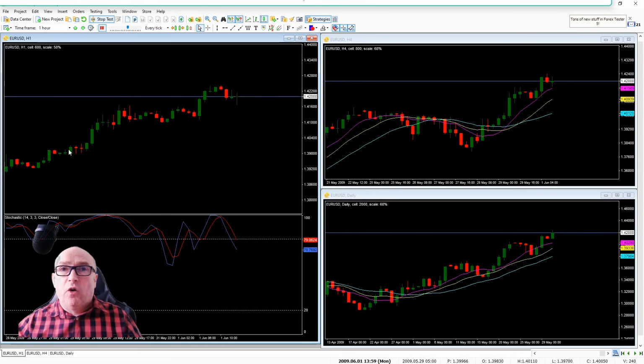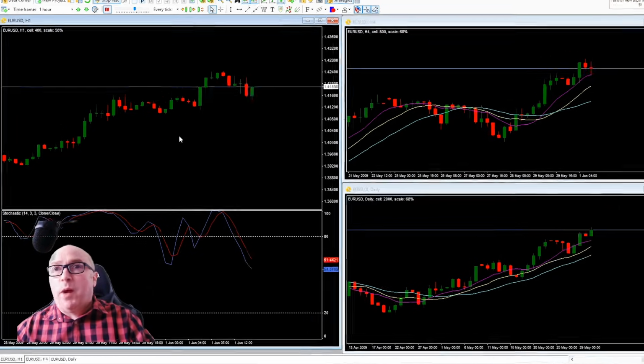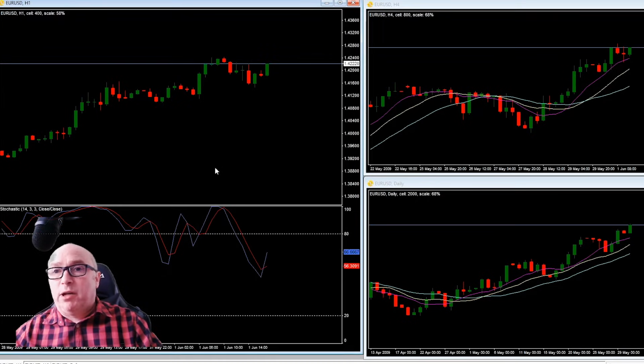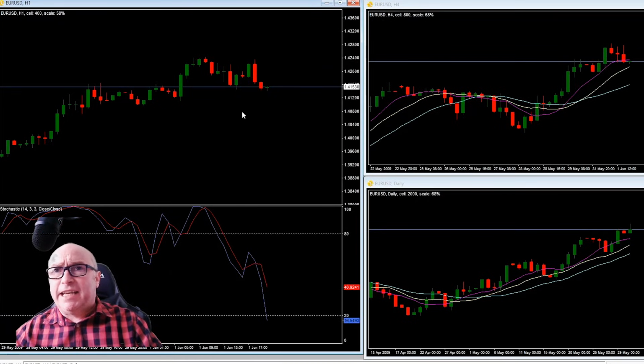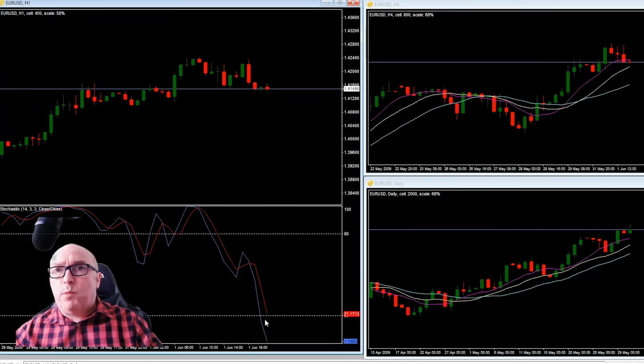You see the trend here on the 1 hour, of course, is up as well. So I'm just going to scroll through here on the 1 hour, waiting for that pullback. Now the markets are pulling back a little bit. And you can see here, markets pulling back. The K line, the blue line, is going through the oversold zone, and we are now down here.